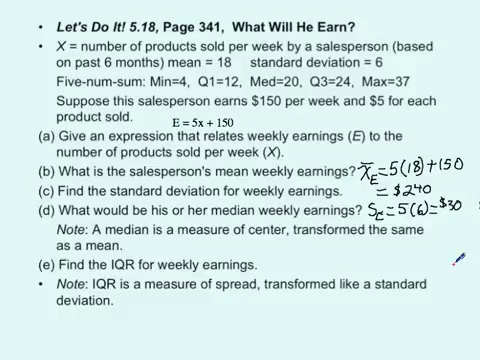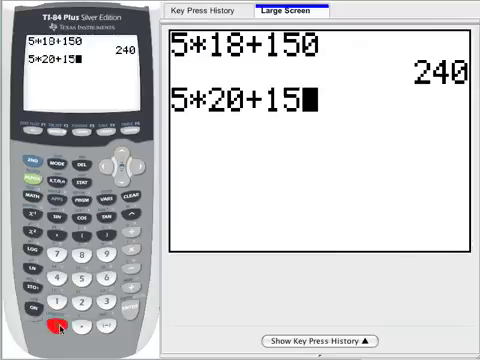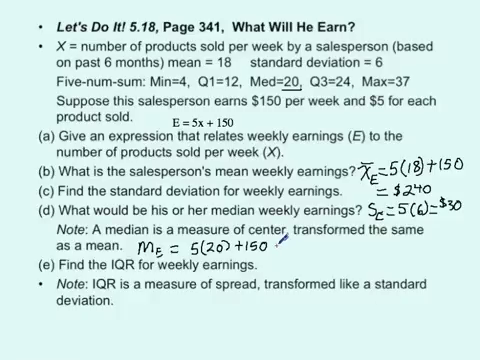Okay. All right, now they want us to go find the median weekly earnings. And they say the median is a measurement of center, transformed the same as the mean. And so that means his median earnings are going to be equal to what? Well, it's going to be 5 times, well, what was the median? Well, they told us up here the median was 20, plus 150. Okay, so let's go ahead and do that on our calculator. So that's 5 times 20 plus 150. It says about 250, okay? So his median earnings per week are about $250.